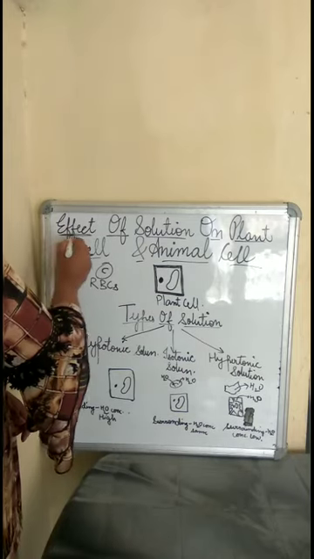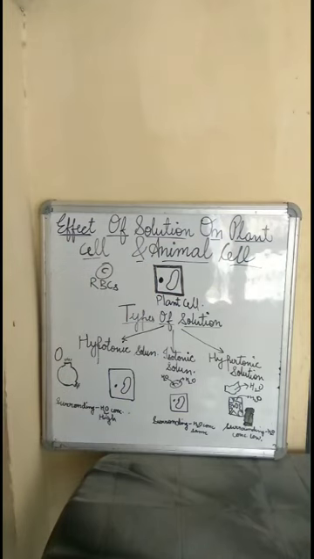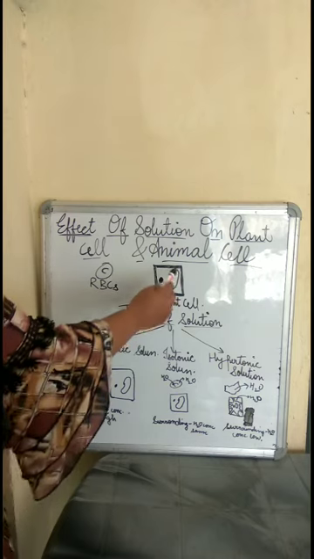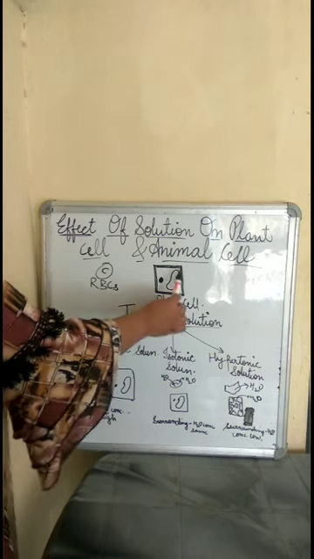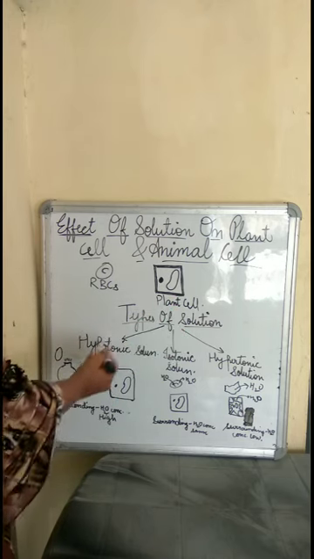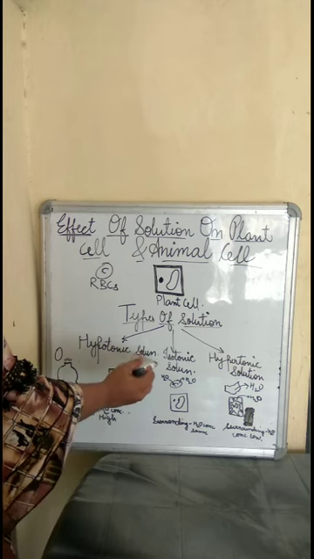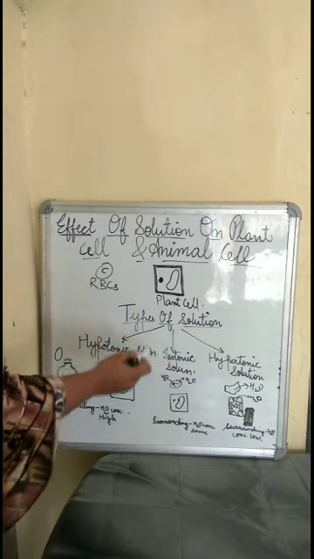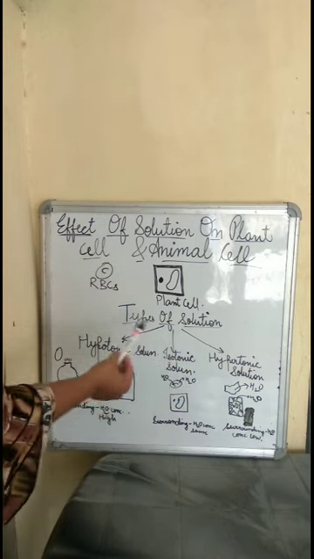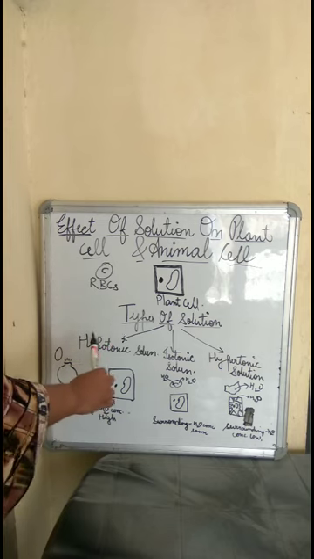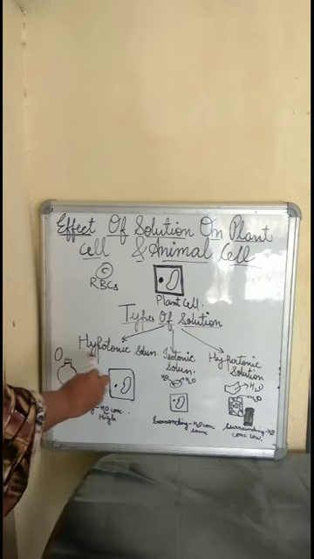Now we will be discussing the effect of solution on plant cell and animal cell. For animal cell, we will be taking the RBC as an example, and for plant cell, it has the cell wall around it. So there are different types of solution. First is hypotonic solution, isotonic solution and hypertonic solution. These solutions are classified on the basis of the concentration of solute molecules and the concentration of water molecules present in these solutions.